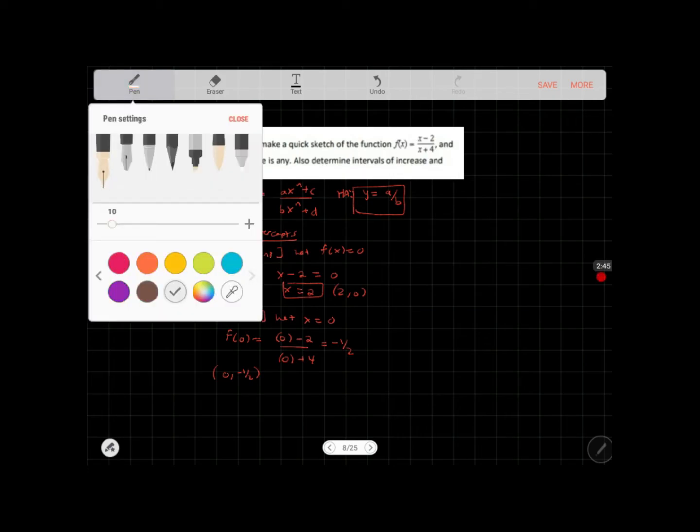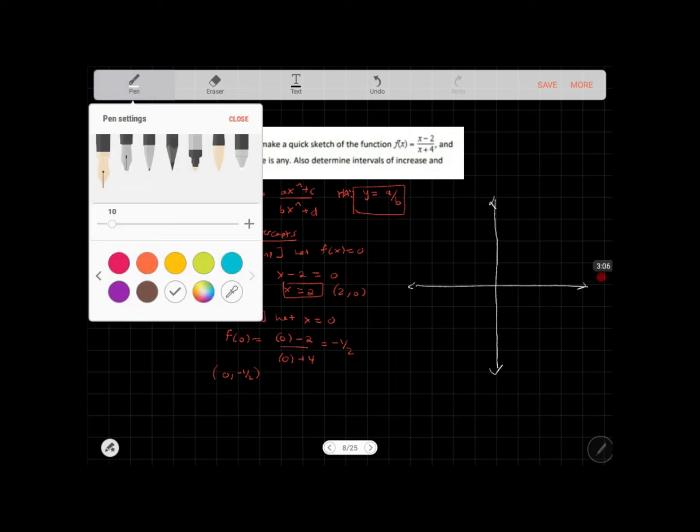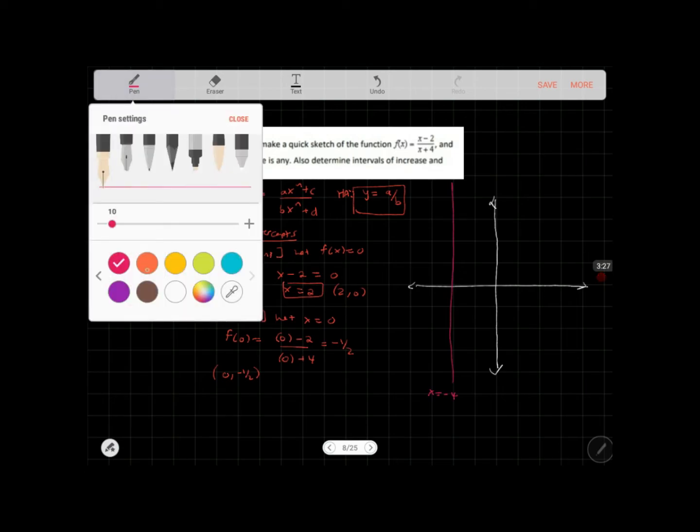Okay, and now what we're going to do here is create a sketch. So if we're creating a sketch, I'm just going to do that here. First, I'm going to plot my x and y intercepts. I'm also going to plot my vertical and horizontal asymptotes. I'm going to do the vertical asymptote in red, so x is equal to negative 4. You can use the grid here. Say this is x is equal to negative 4, and y is equal to positive 1.